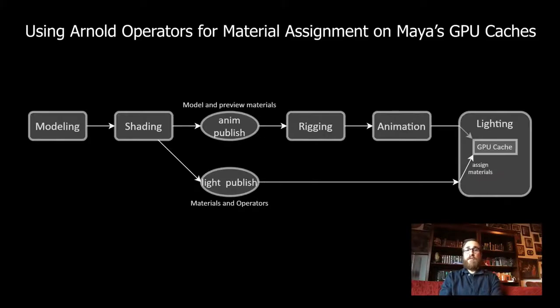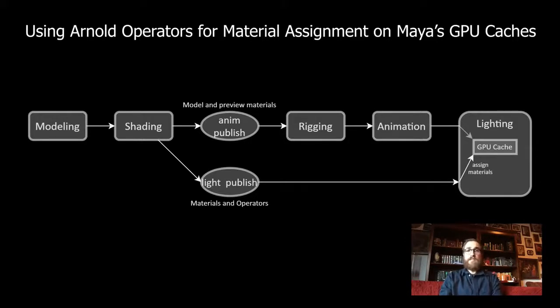And here you can see a diagram of our shading workflows. From our shading task, we would do 2 publishes for any object that will be animated. One publish contains the model, together with simple preview materials that will go into the rig. And the second publish contains the Arnold materials that will be used when lighting and rendering the shots.